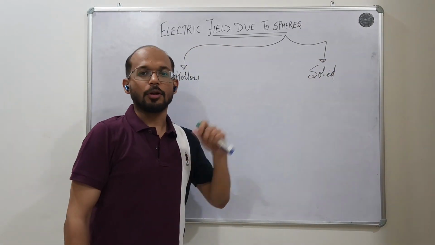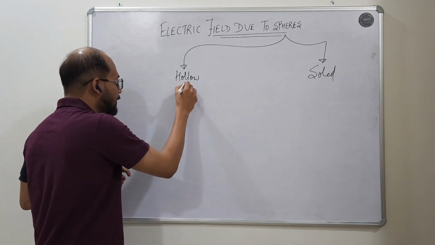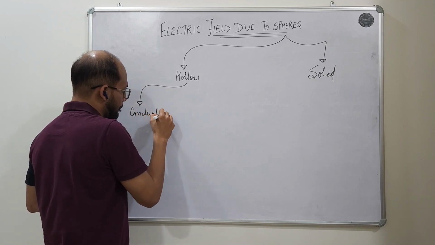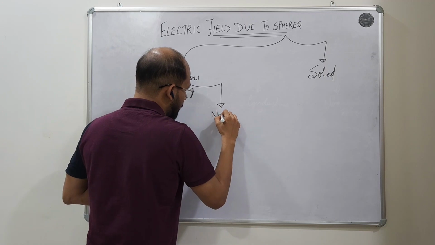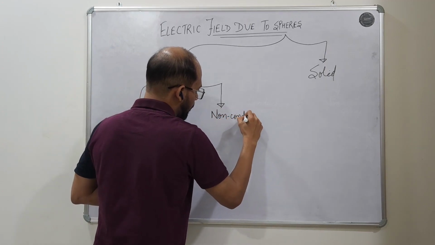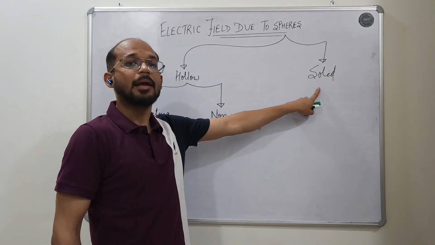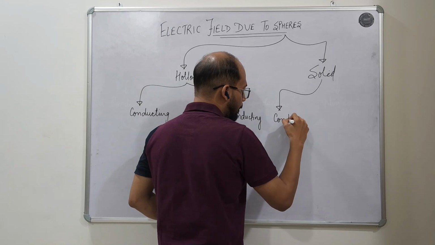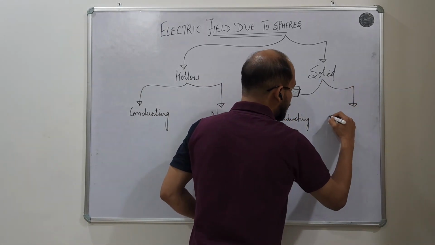and these hollow and solid spheres can further be categorized into two parts, that is conducting and non-conducting. And this solid sphere can again be categorized into two parts. The first one is conducting and the second one is non-conducting.